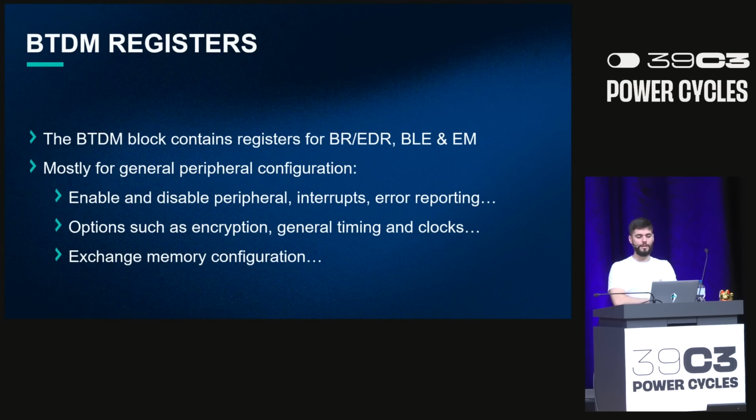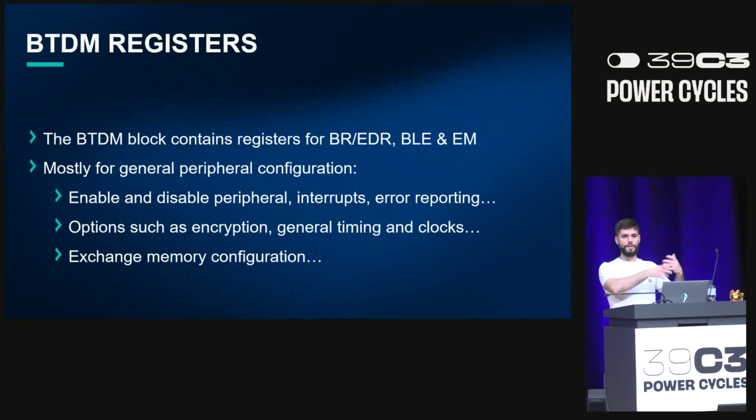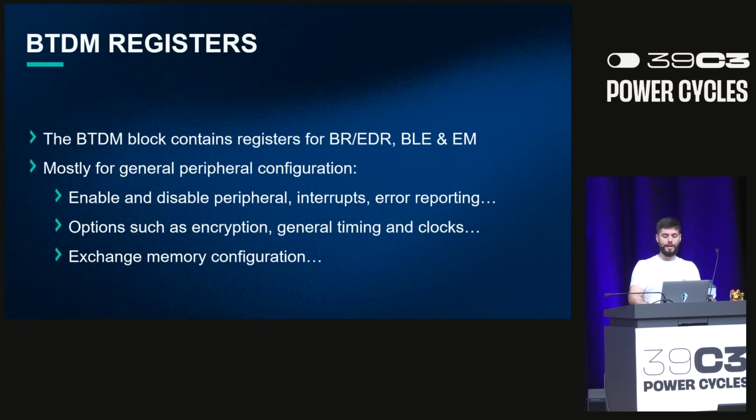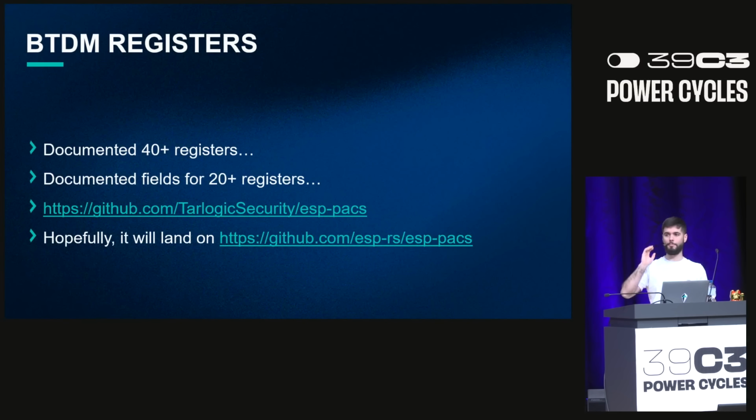As I said, most of this configuration would be enabling, disabling, some interrupt configuration, like I want to get notified of this, but not that, and sometimes some error reporting. If we screw up configuration with the exchange memory, we can see that kind of errors in the registers. There's also configuration for general options such as timing, clocks, and encryption, and we can configure the exchange memory from these registers, which are always in the same place.